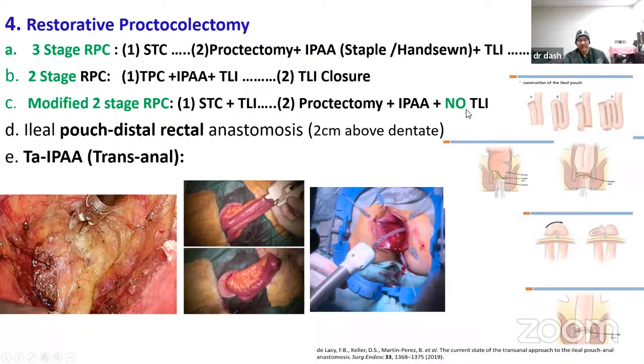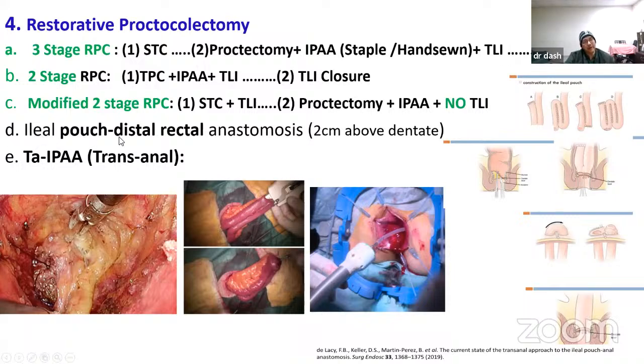temporary loop ileostomy. There have been comparative studies between second stage versus modified second stage, and it is said that the quality of life, the leakage rate, all these are better in comparison to the traditional second stage in adult patients with ulcerative colitis. This is not the same in the pediatric group of patients.